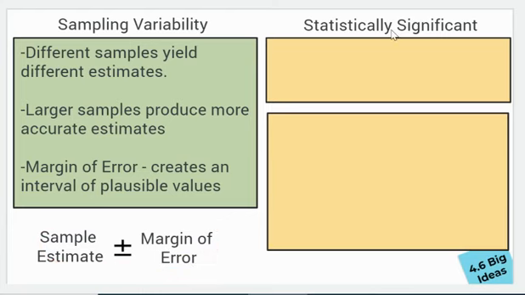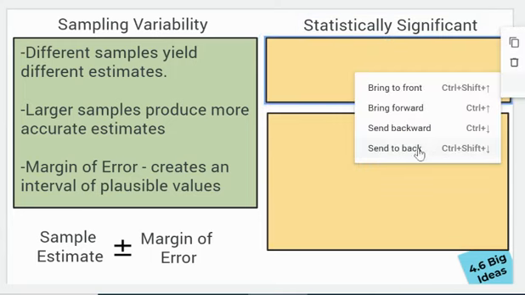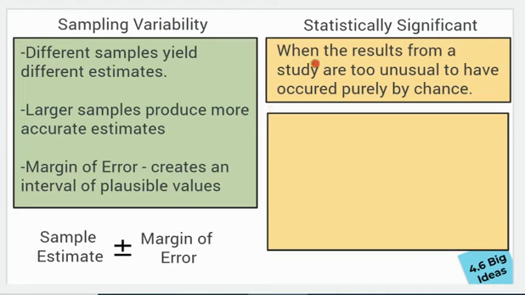Now, let's take a look at what it means to be statistically significant. Well, the first thing that we need to know is this. When something is statistically significant, that means that the results from the study are too unusual to have occurred purely by chance. So we should know that something is unusual if the probability of it happening is really, really small. If the probability of something happening is 50-50, that's not very unusual. So if the probability is like 1%, there's only a 1% chance of this happening, that's pretty unusual.